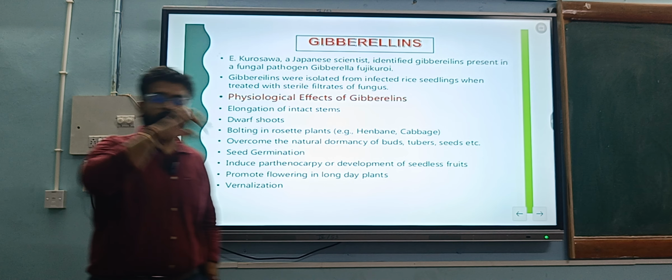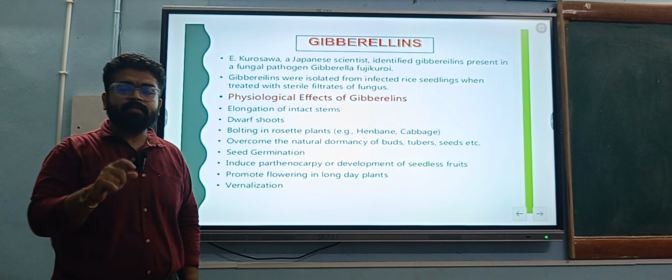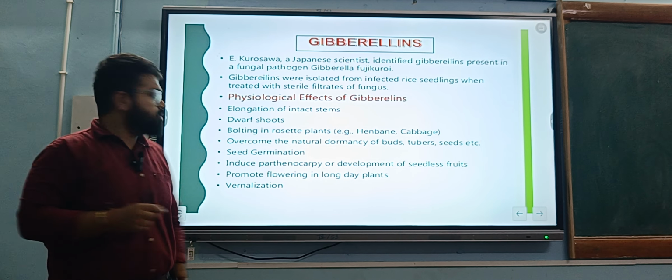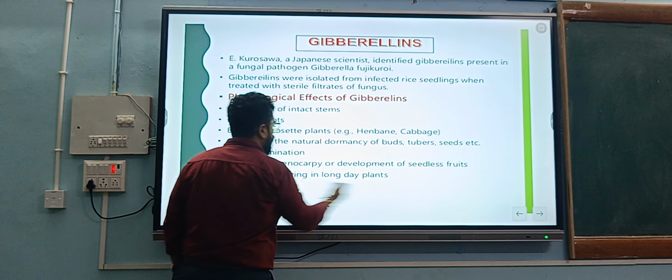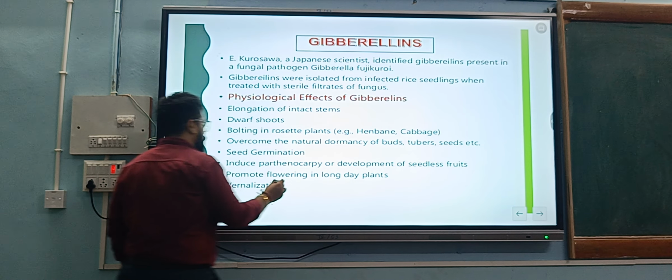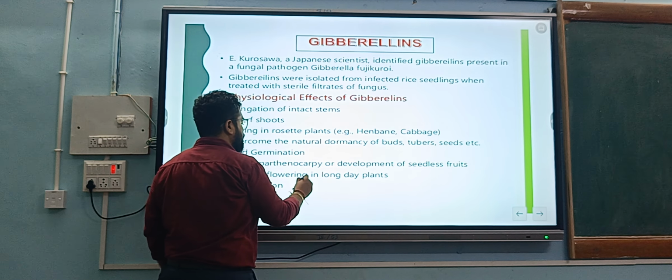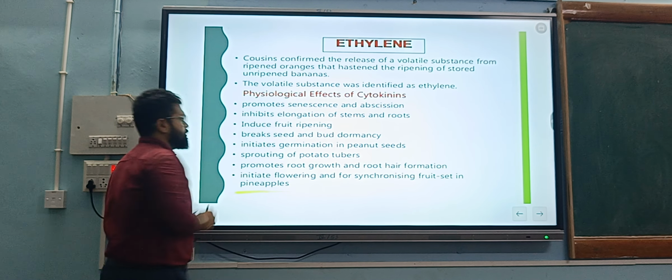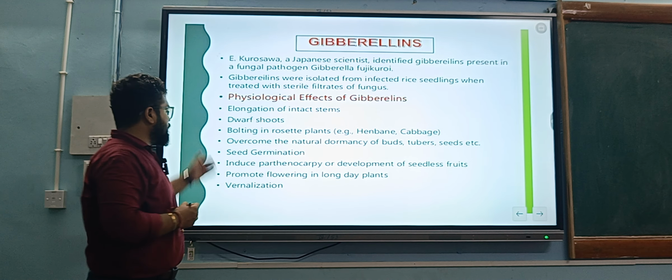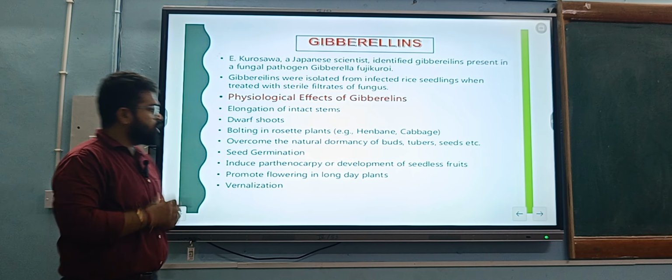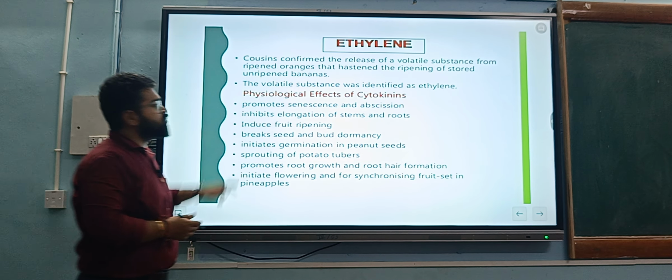Parthenocarpy means development of fruit without fertilization, without seeds. They also promote flowering in long day plants and vernalization. It plays a very important role in flowering under cold temperature, vernalization, which we discussed in the last class. So it promotes flowering in long day plants, and induces parthenocarpy and development of seedless fruit. These are the advantages of gibberellin.